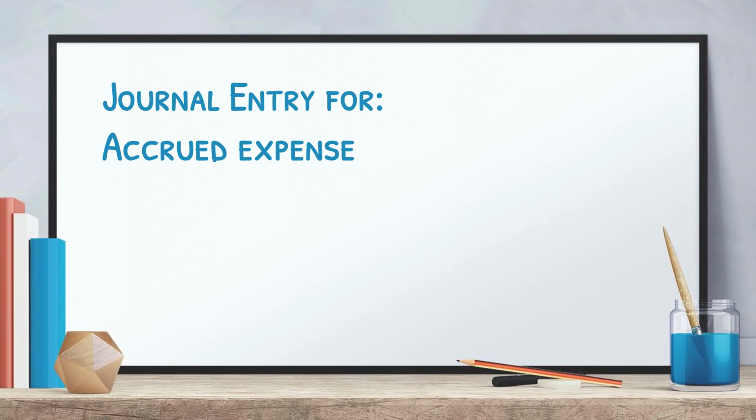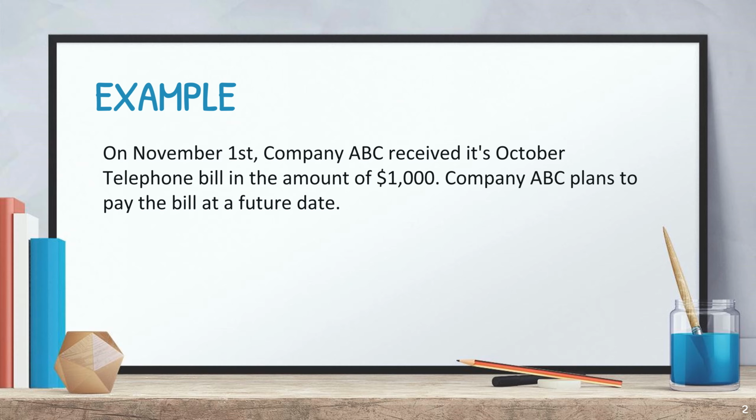Let's get started. Transaction 1. Receiving the October telephone bill. On November 1st, company ABC received its October telephone bill totaling $1,000. However, they plan to pay the bill at a future date. So, how do we record this transaction in the journal?